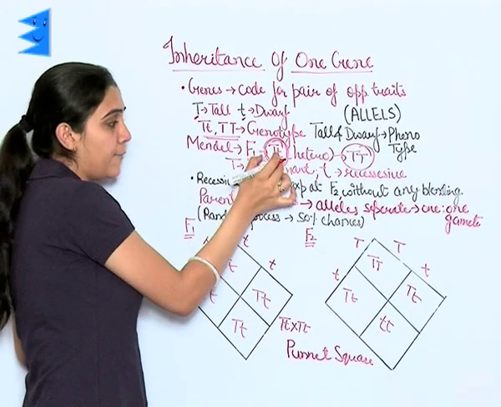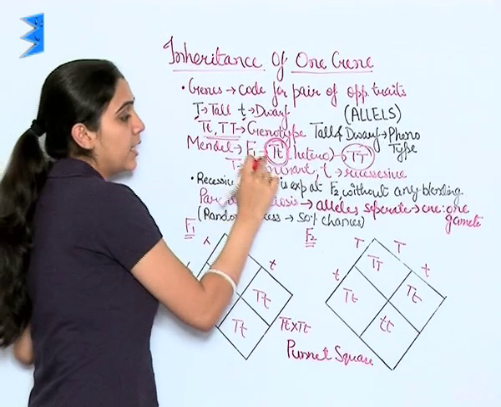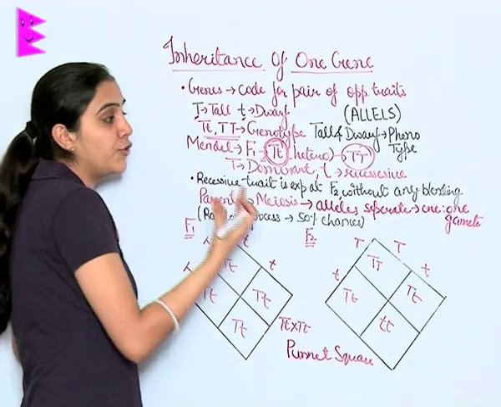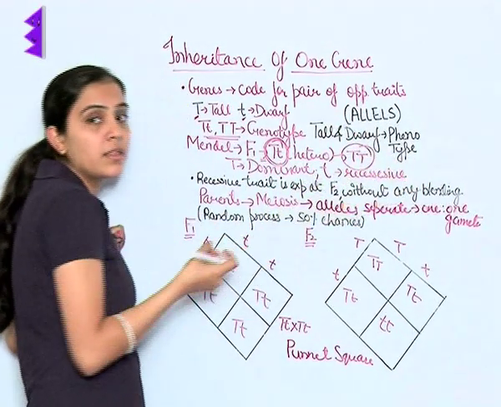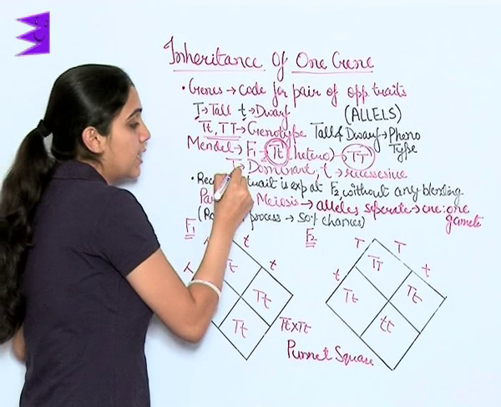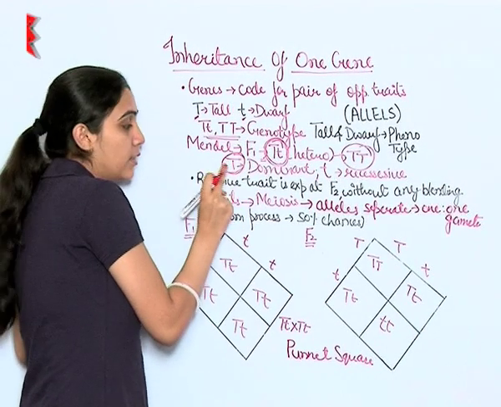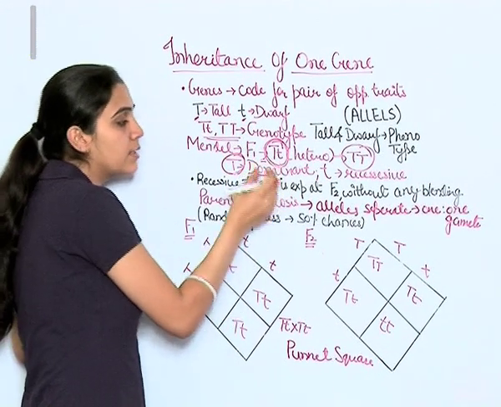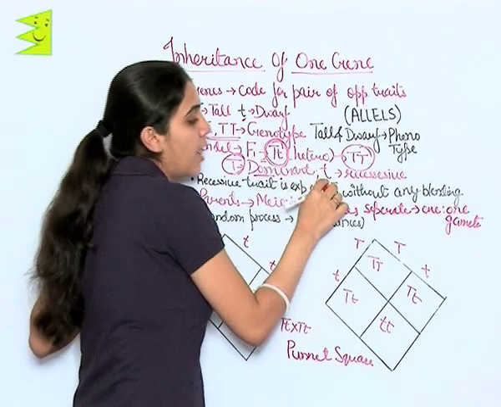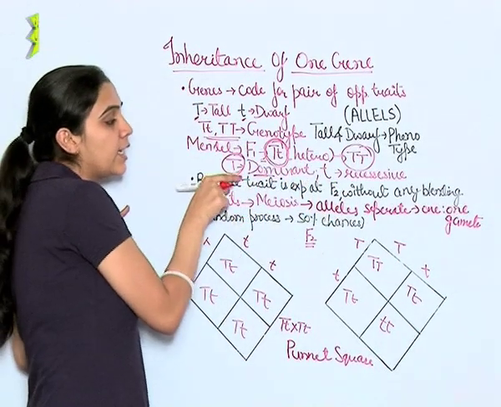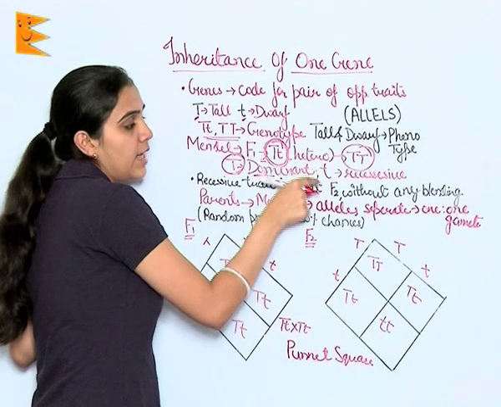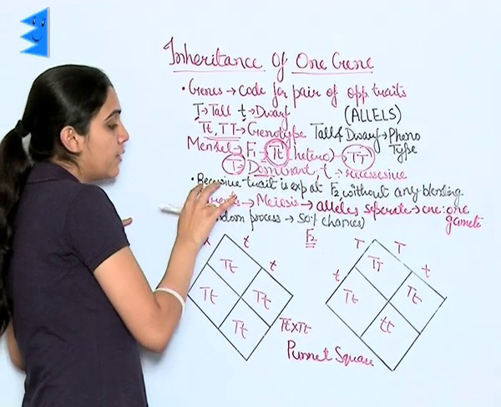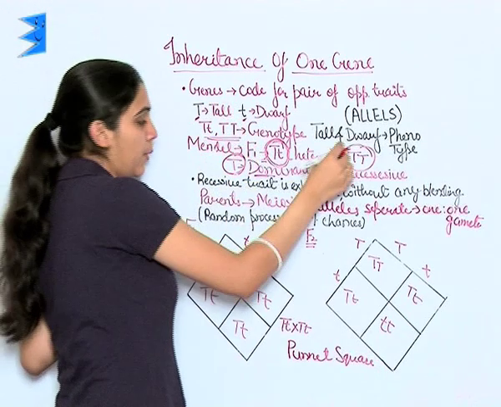Now, in F1 what we observed is that though the genotype of the plants was this, when we saw the phenotype, they all were tall. Thus, the capital T, the tall character, was dominant over the dwarf character, and the dwarf character is known as recessive. Now, this was the case of F1.